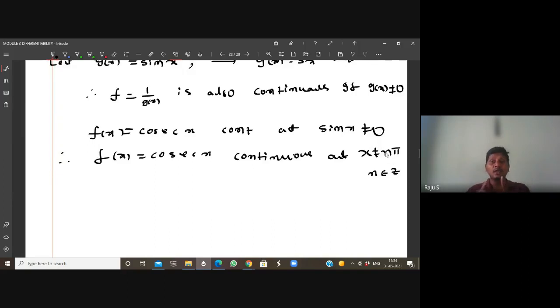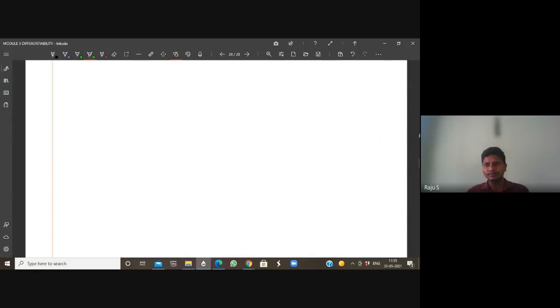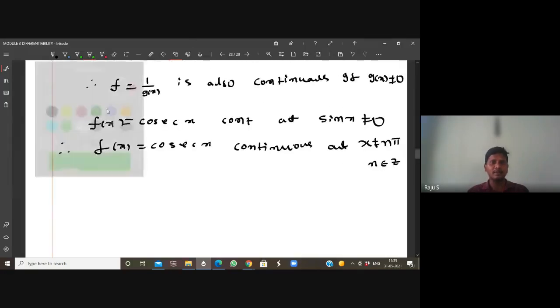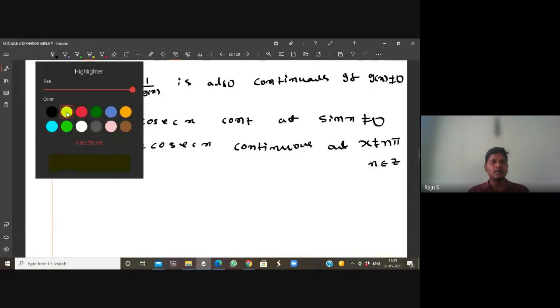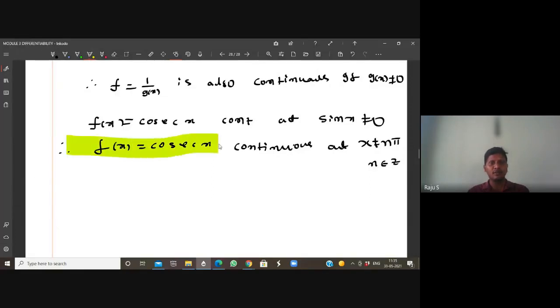So here sin x not equal to 0 means x must be not equal to n pi. In case x is equal to n pi, this value becomes 0. So finally, this is the answer. You should remember that f of x, that is cosecant x, is continuous at x not equal to n pi. You can take any value x not equal to n pi, it is continuous because sin x is not equal to 0.